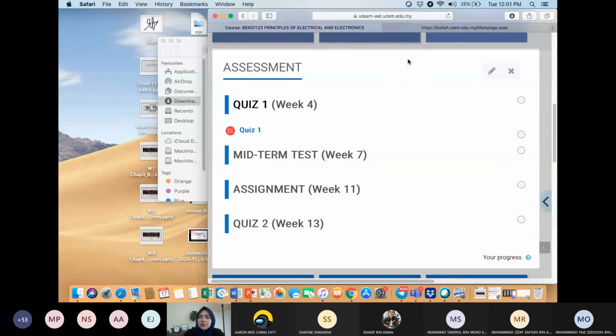Any more questions before we end? If you have any problems regarding your tutorial 2, you can just directly DM me. I have a problem for tutorial 2, question number 25. Question number 25. Yep.